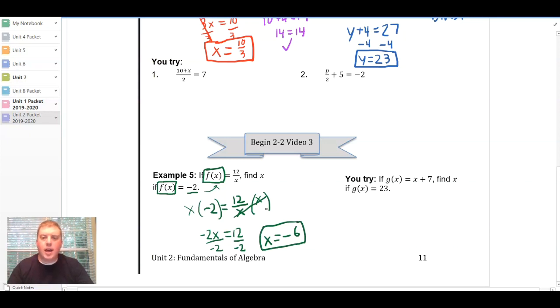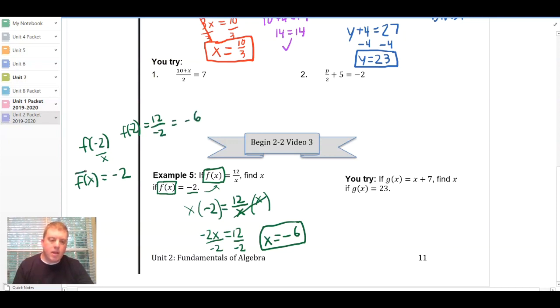Now, I do want to highlight a slight difference between two different things we're looking at, and that's when you see f of negative 2 and f of x equals negative 2. We dealt with the first situation more in Unit 1. Remember that this means we plug in negative 2 for x everywhere we see it. So we would have done f of negative 2 equals 12 divided by negative 2, and we would have simplified that to be negative 6.